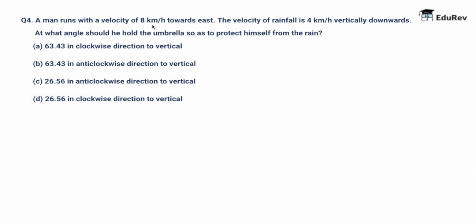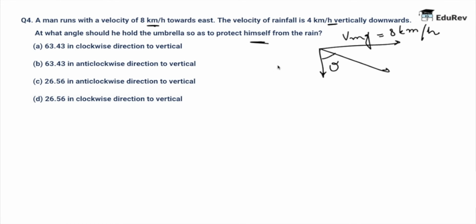So question number 4 states, a man runs with a velocity of 8 kilometers per hour towards east. The velocity of rainfall is nothing but 4 kilometers per hour and vertically downwards. At what angle should he hold the umbrella so as to protect himself from the rain? So first of all, let's draw the diagram. So it's going to be somewhat like this, that this is V of mg, and this has to be equal to what? 8 kilometers per hour, and this has to be v rg, that is equals to 4 kilometers per hour.